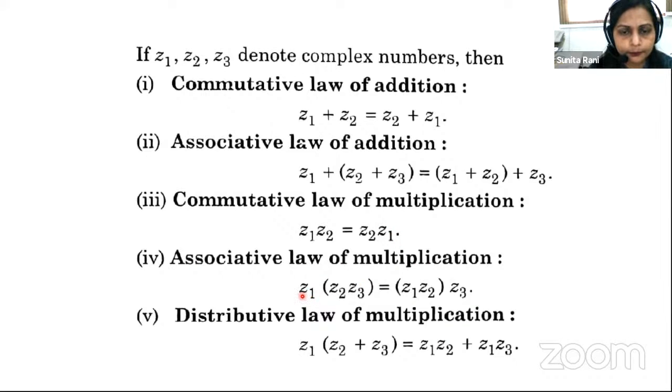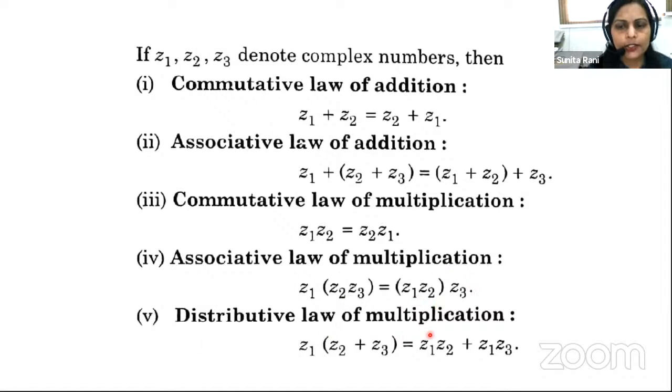Similarly, if there are three complex numbers Z1, Z2, Z3, we can multiply the complex numbers in any order. First multiply the last two complex numbers, then the first two complex numbers, and after that the third, and we get the same result.